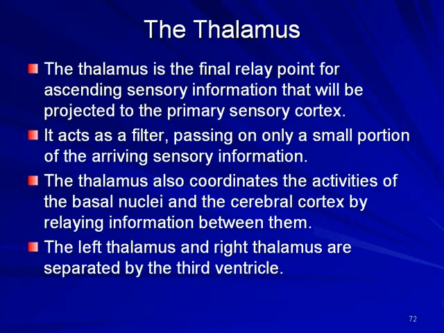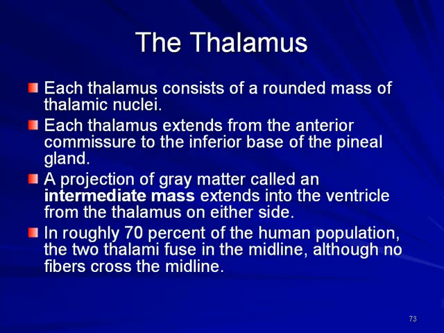The ascending sensory fibers carry information that will be projected into the primary sensory cortex. The thalamus acts as a filter, passing only a small part of it on to arrive at sensory information. The thalamus also coordinates activity at the basal nuclei and the cerebral cortex by relaying information. The left thalamus and the right thalamus are separated by the third ventricle.